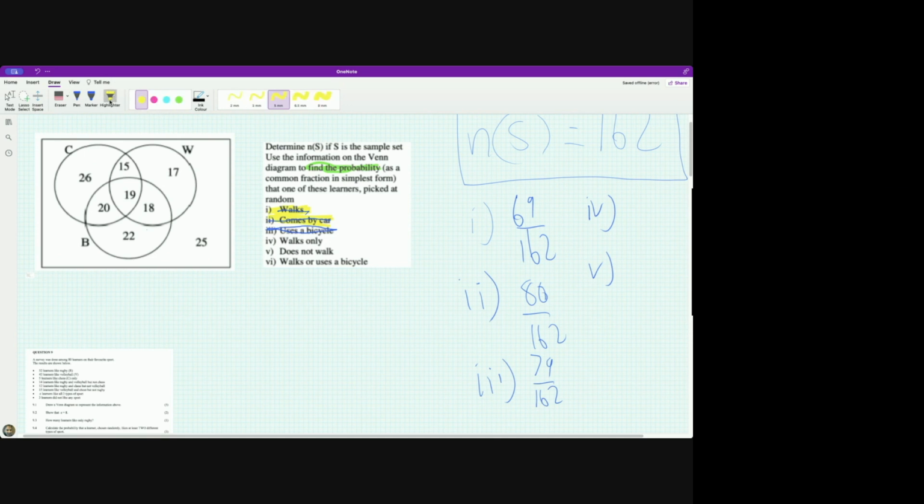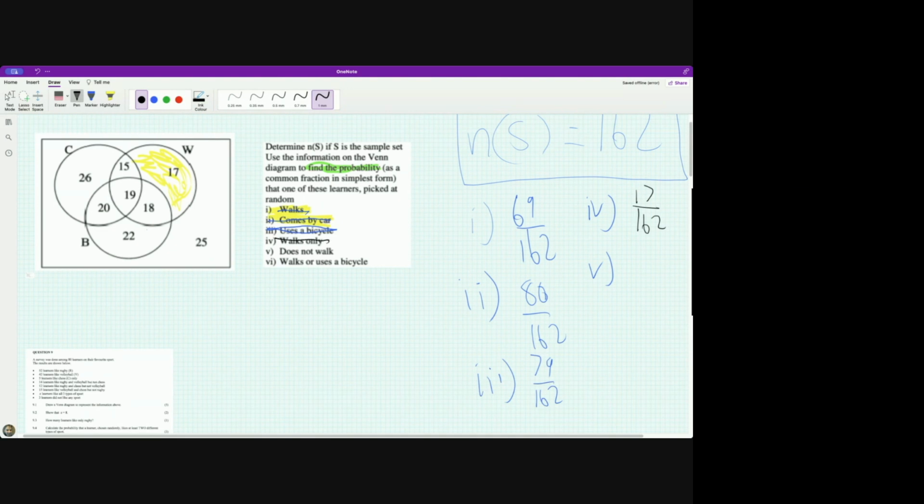Where would walks only be? I think these are the walks only people. So the sample space is still that. So it's 17 out of 162.